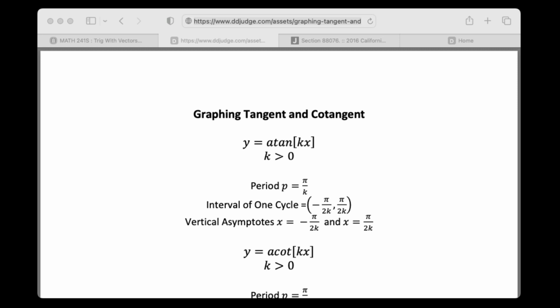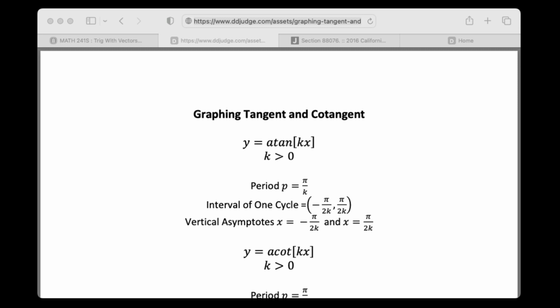Notice what you guys see here. This is about graphing tangent. We're going to start with graphing tangent, okay? I'm going to write down some facts, the facts that you guys see on your screen. We're going to write that down as well. So, y is a tangent kx. Again, the k value is positive.